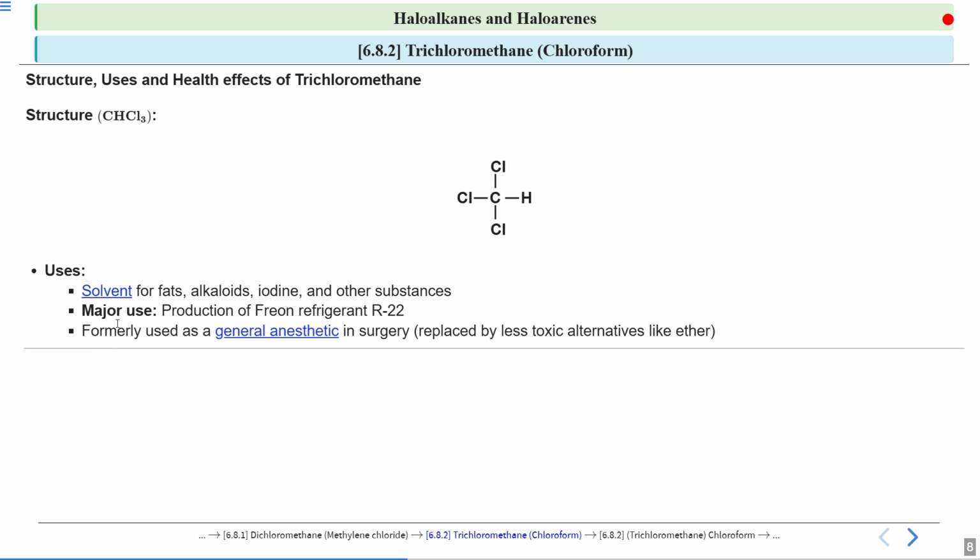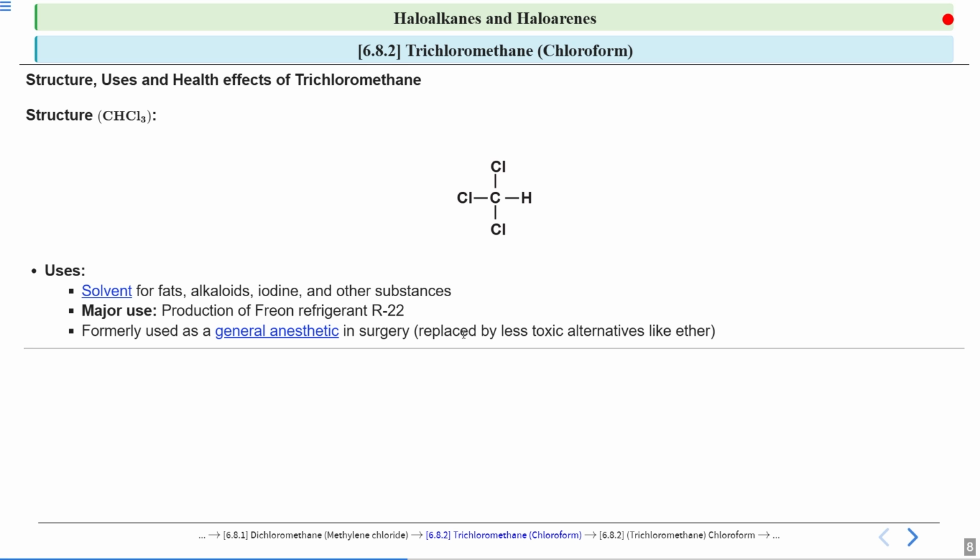The third use is that it was formerly used as a general anesthetic in surgery. Chloroform was used as a general anesthetic in the medical field, and later it was replaced by a less toxic alternative, which is ether. Nowadays we use ether as a general anesthetic in surgery in place of chloroform.